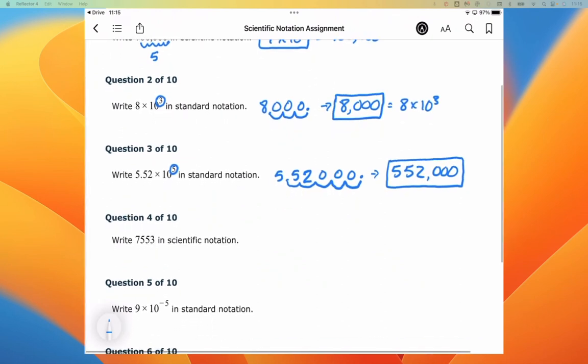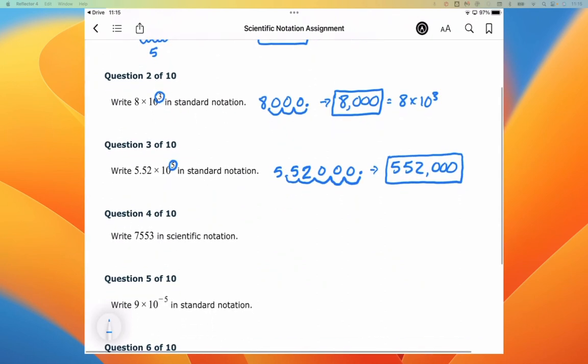On to number 4. We're going from standard form to scientific notation. So we place our decimal initially, and we have to move to the left to get the decimal to only have one number in front of the decimal. So there's 1, 2, 3. So we end up with 7.553. We moved our decimal 3 spots, and so that's going to be times 10 to the power of 3.